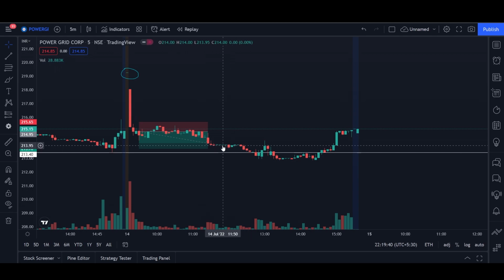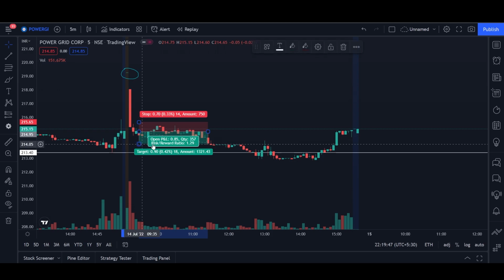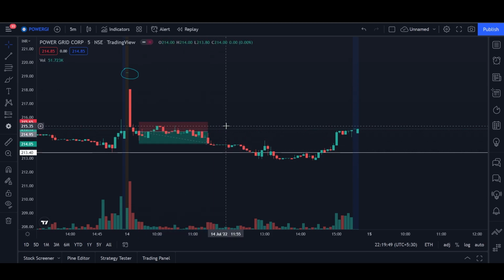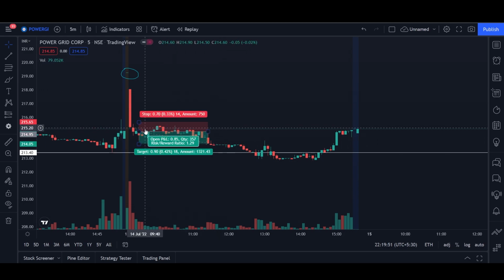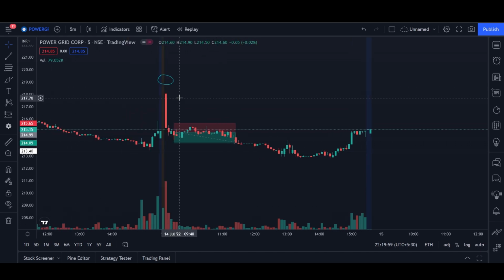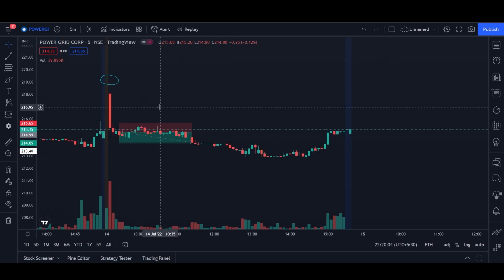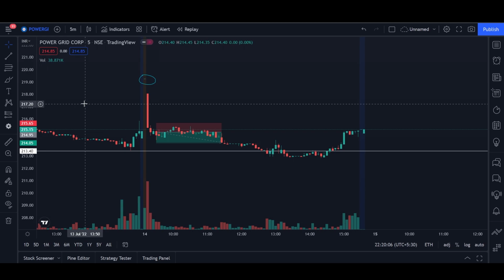Correct. So this is where I decided to exit my position, making a solid 0.42% gain off of my intraday. I took an entry at 9:30 and I exited by around 11:45, 12. So this is how you can take a short position using this strategy in the market. I'll just go through it once again. It is very simple to understand.